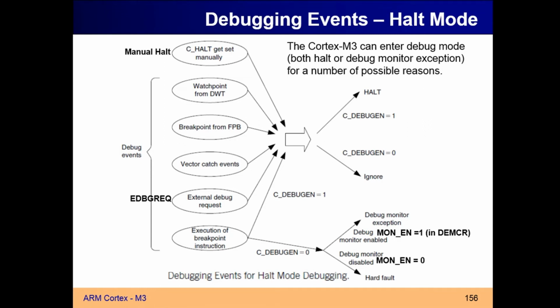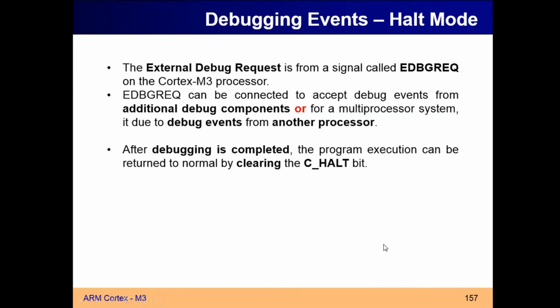Right. So monitor enable bit, we have seen, is there in DEMCR. So this is what I told. External debug request can be generated from additional debug components, or it can be generated from another processor in the case of a multiprocessor system. Right.